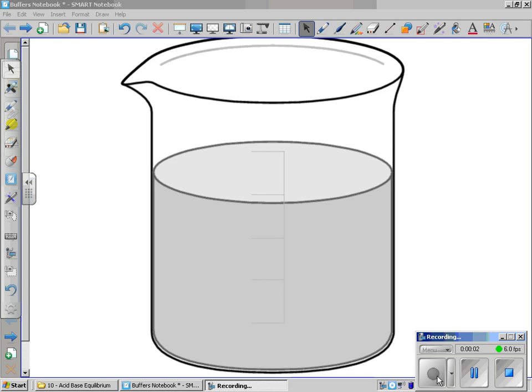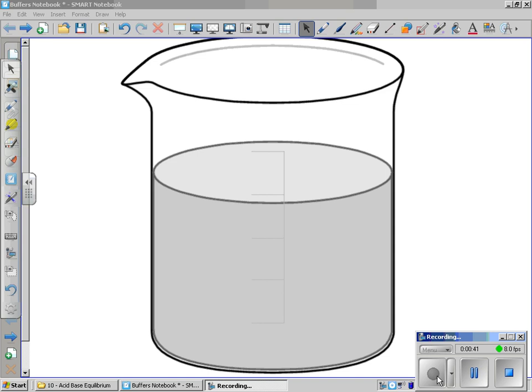Time for a lesson on buffers. Now, I know that word sounds kind of weird, but a buffer is a solution that resists changes in pH. And you might be thinking, who really cares if I have a solution that resists changes in pH? But what that means is that if you make this solution correctly, and you're going to see today how to do that, you can make a solution where if you were to pour some strong acid or some strong base into it, it wouldn't change the pH very much. It'll change it just a little bit.